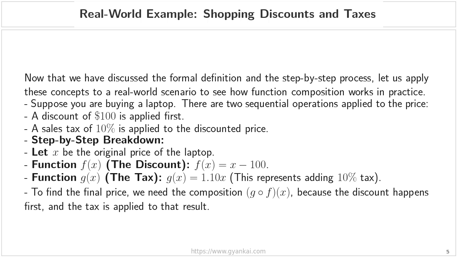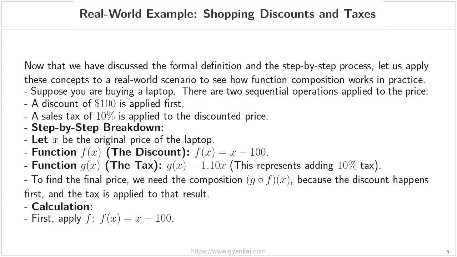Denoted as g circle f of x, we use this specific order because the discount must occur first, and the tax is then applied to that resulting value. Let us walk through the calculation.